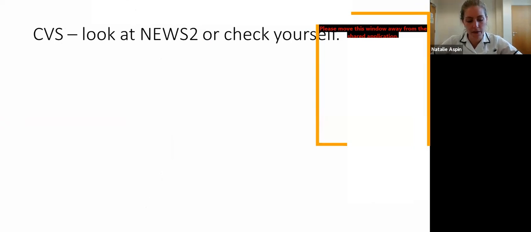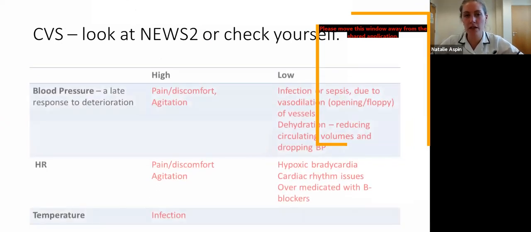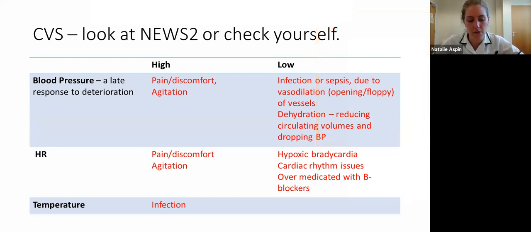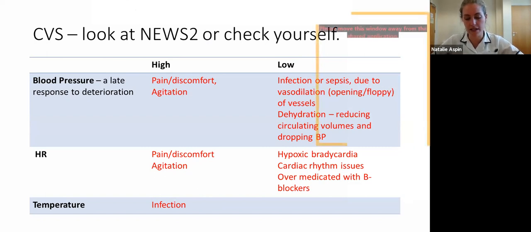We'll quickly run through each system and point out a few key things to look for. I'm not going to run through normal ranges, but a few key points about the cardiovascular system: if someone has a particularly low blood pressure, that's maybe quite a late response to being unwell. So if someone on a ward has dropped their blood pressure significantly, probably at that point they're quite unwell.